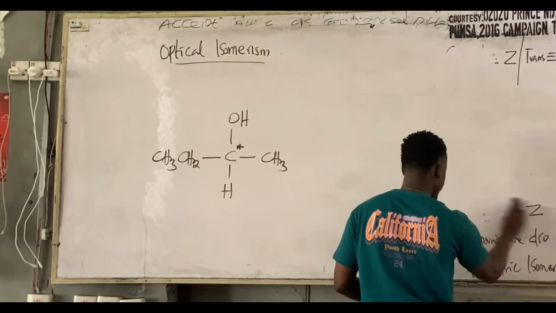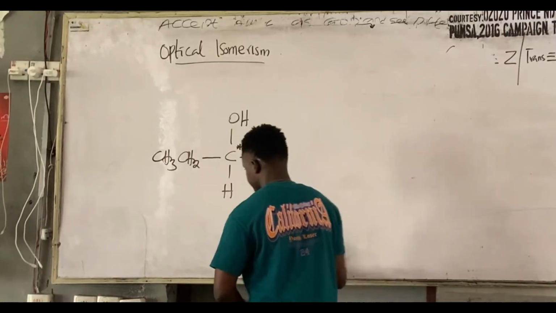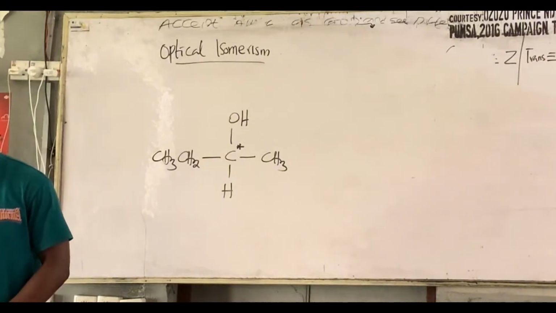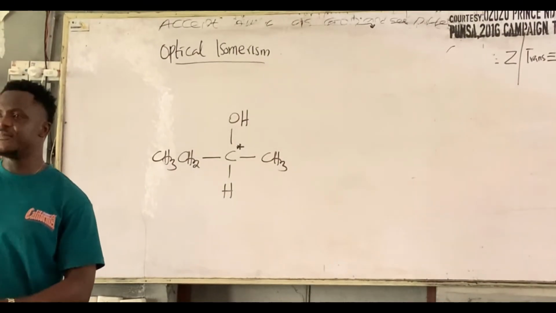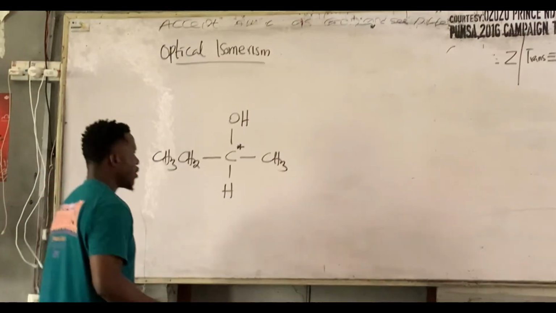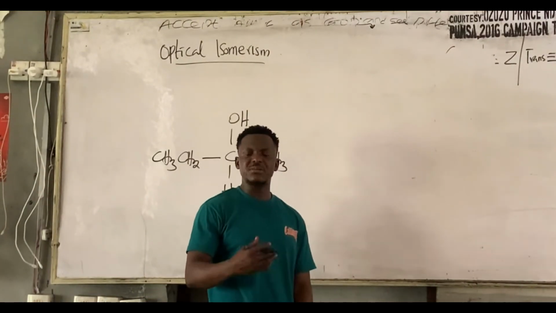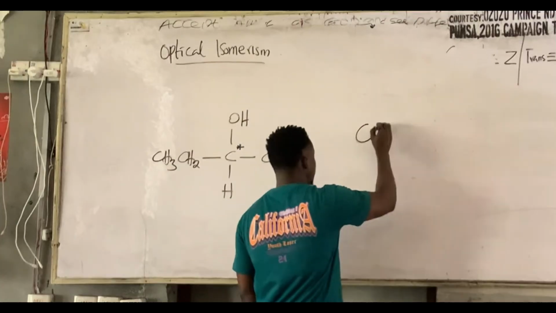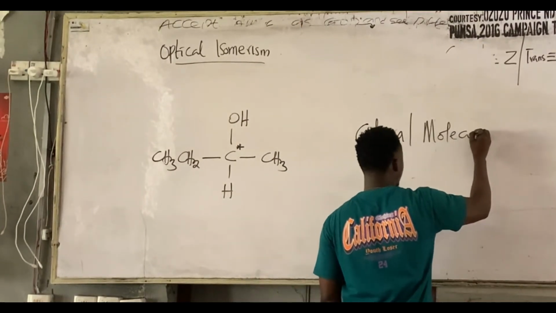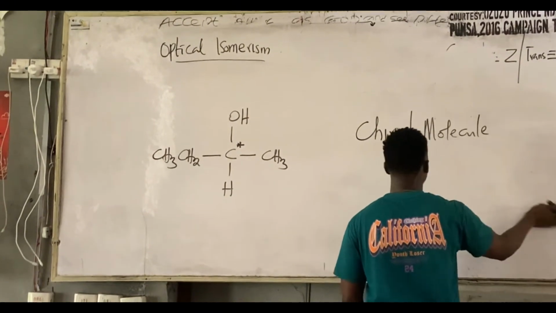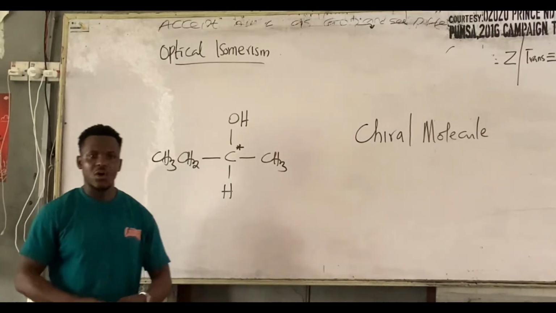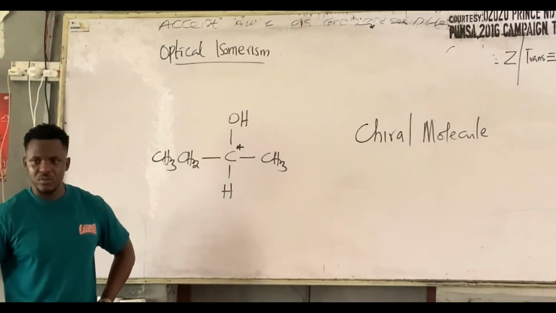Okay? Now, since we established that, please go down. Compounds that are optically active are called chiral molecules. Compounds or molecules that are optically active are called chiral molecules.